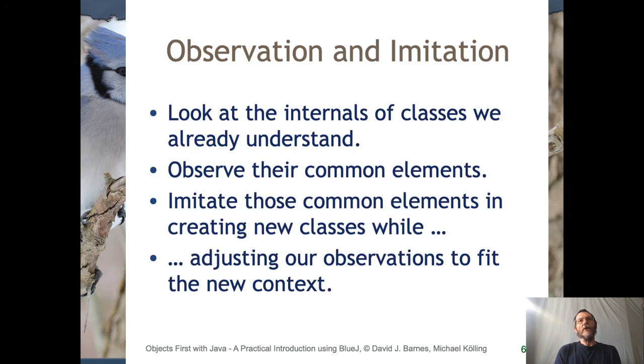So the way that observation and imitation is going to work with writing source code is we're going to start looking at the internals of classes that we already understand. In particular, we're going to look at the internals of triangle and the internals of ship, a couple of examples that you will already have seen. We're going to observe the common elements of the source code of those classes, and then we're going to imitate those in creating new classes while adjusting our observations to fit the new context. And by going through that kind of cycle, we'll eventually develop a class that behaves like the ticket machine that we've seen.